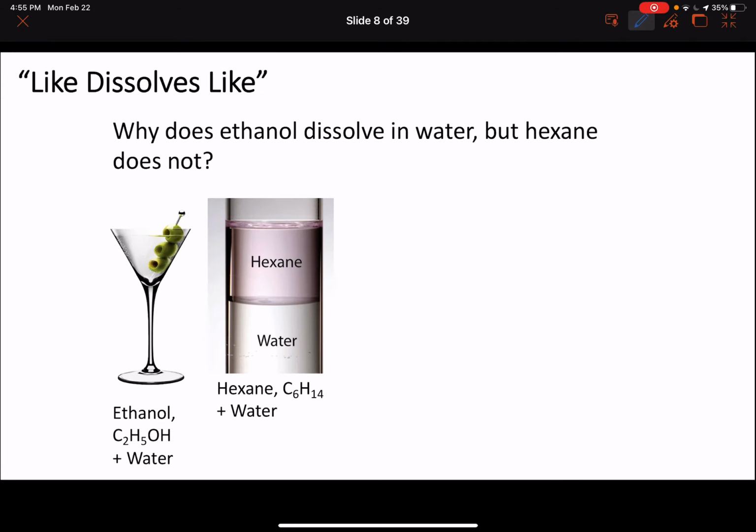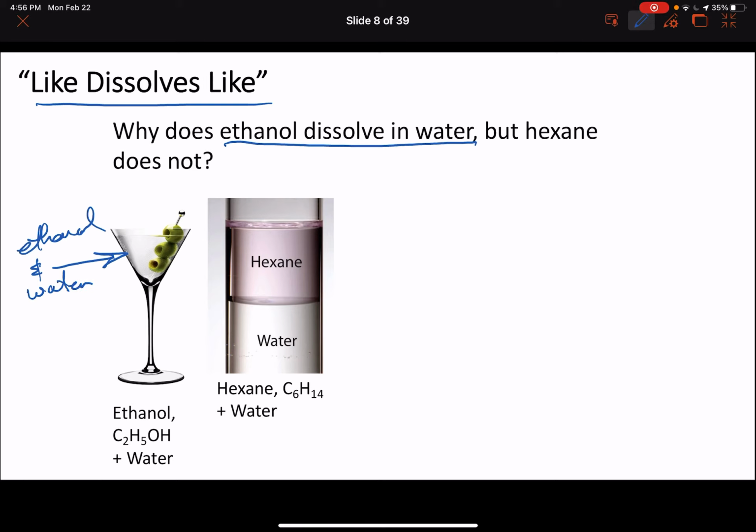Okay. So you should be able to answer questions like this now. Like dissolves like is the theme here. So why might ethanol dissolve in water, but why doesn't hexane dissolve in water? Here's the observation. You might be familiar with your parents' alcohol drinks. And so we know that there's a certain ethanol content in this spirit drink here that is a martini. So there's ethanol and water, very compatible and dissolved, no phase separation.